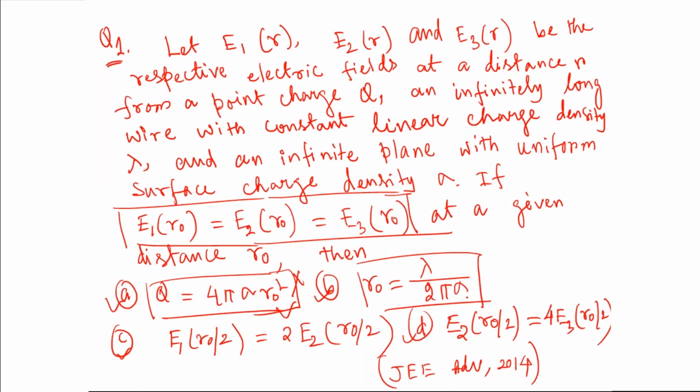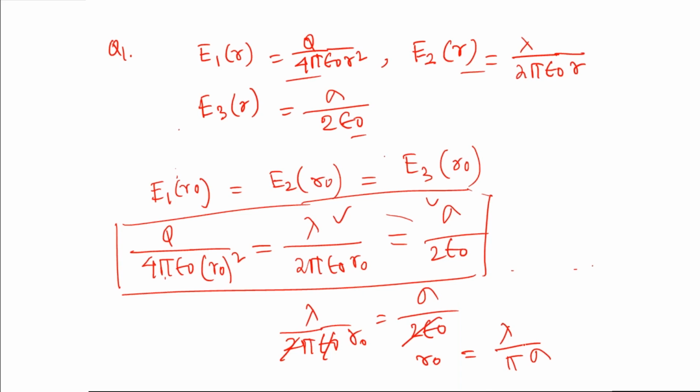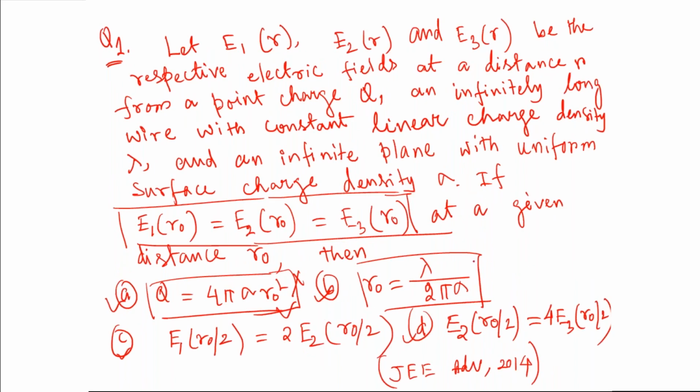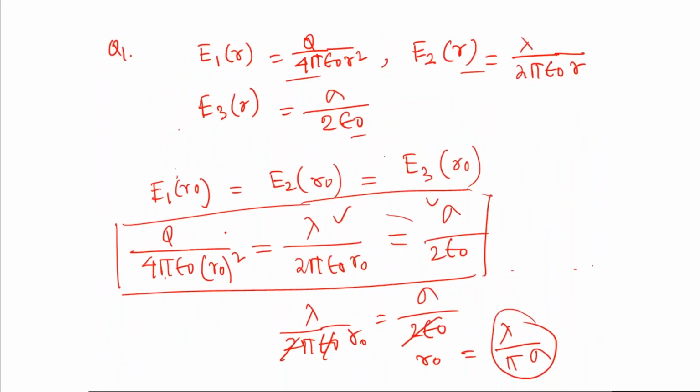Now let us go with the third option. So what is the third option? The third option says when E1 at R0 by 2 will be equal to 2 into E2 at R0 by 2. Let me explain what this means. Now this condition I will not keep here. I have already written what is E1, what is E2, E3, etc. Now look, I'll write E1 at R0 by 2.